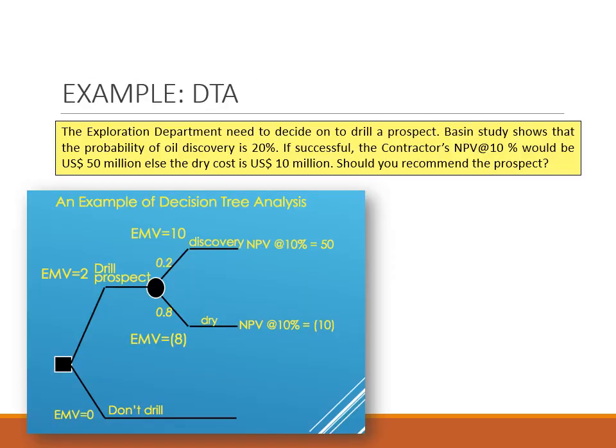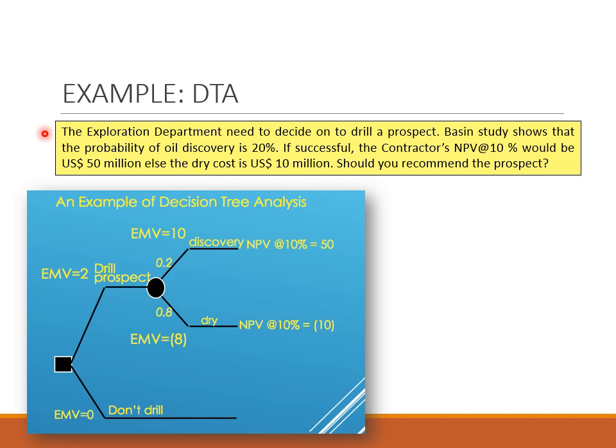Okay, now let's look at one example. The exploration department needs to decide on whether to drill a prospect, and the basin study shows that the probability of oil discovery is 20%, and if successful, the contractor's NPV would be 50 million, or else if it's a dry well, then the cost will be 10 million. Should you recommend the prospect?